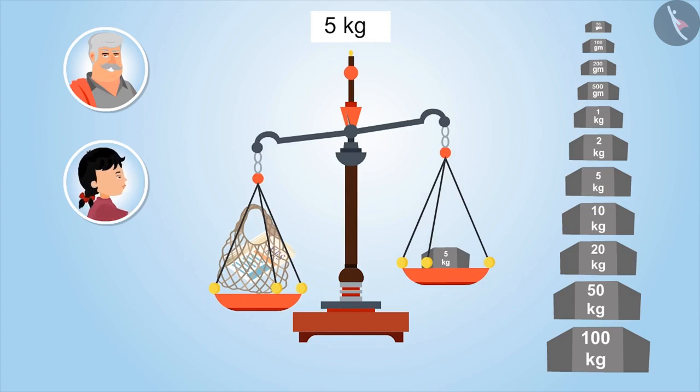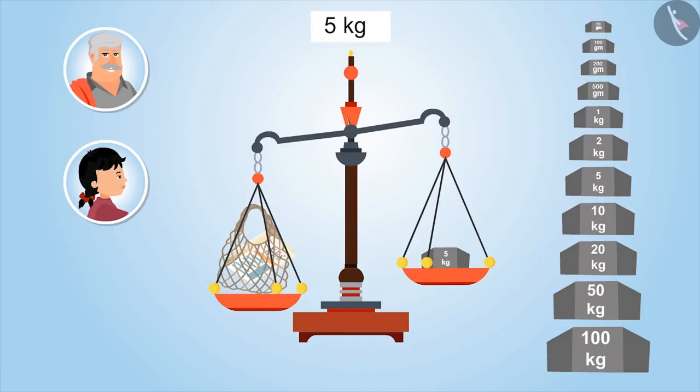Uncle, now the side carrying the newspaper has moved downwards. Which means? This means that the weight of the newspaper is more than 5 kgs. Yes. So what should we do now? I don't know, uncle. We don't have any stone which weighs more than 5 kgs and less than 10 kgs.